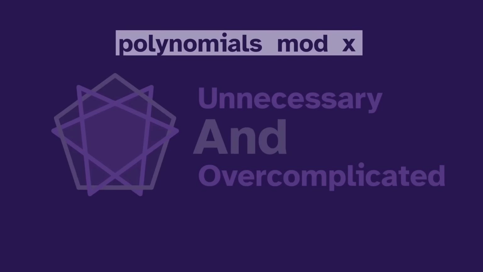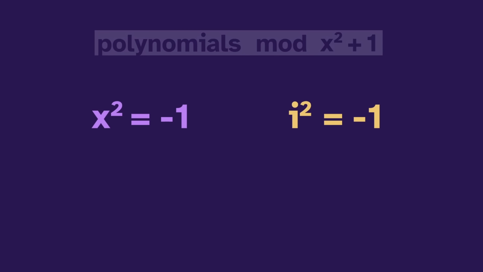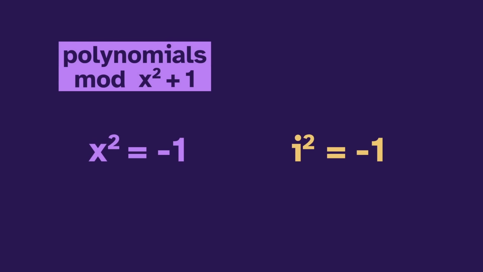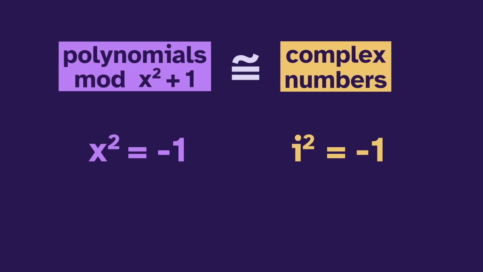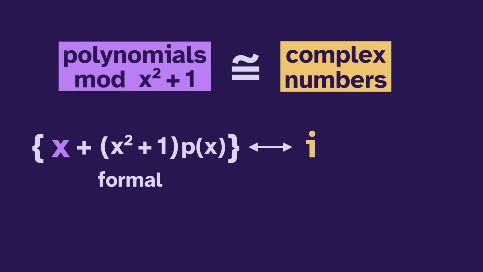Things do get better with a different modulus, like x squared plus 1. The casual definition sets this equal to 0, meaning that x squares to -1. It's just like the imaginary i. The polynomials mod x squared plus 1 are the same system as the complex numbers. i corresponds to x, or formally, the set of all x plus the modulus times a polynomial.